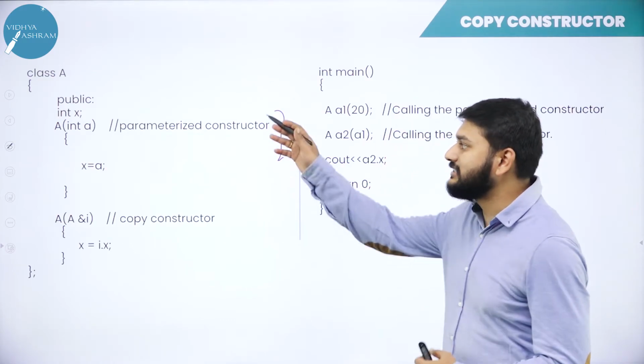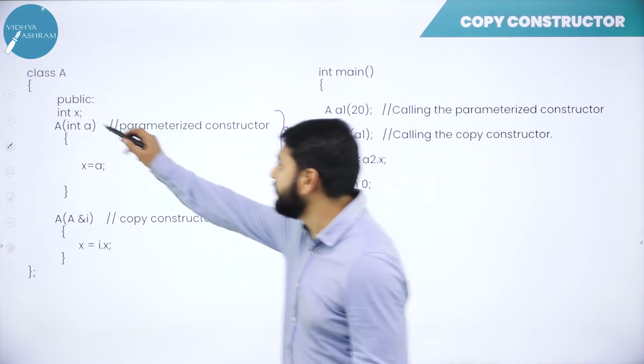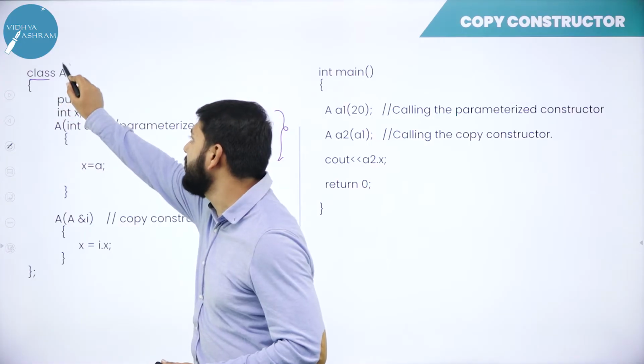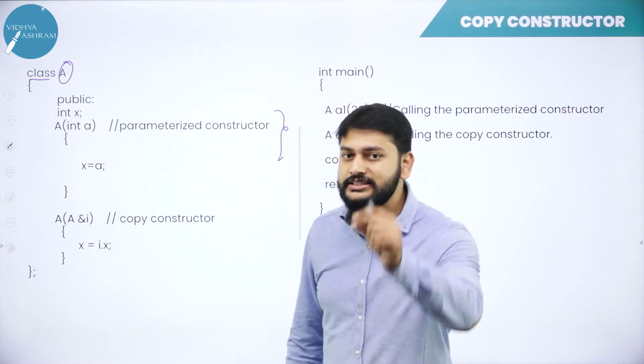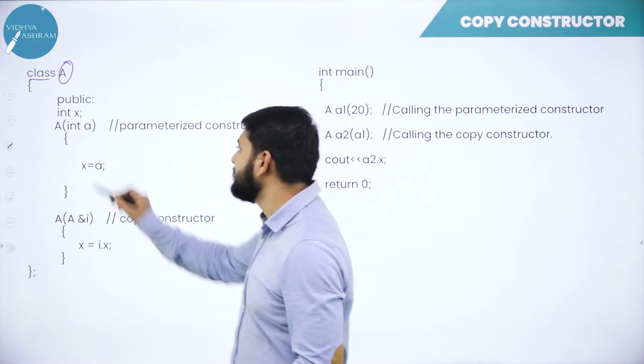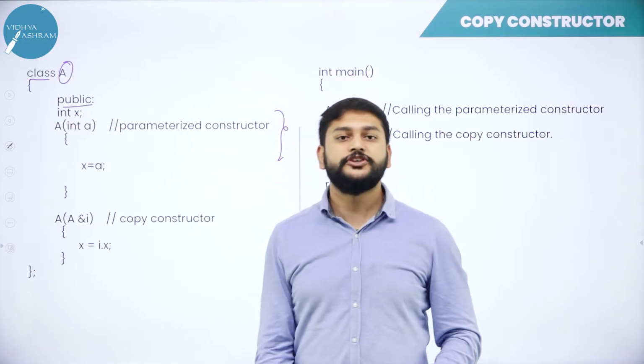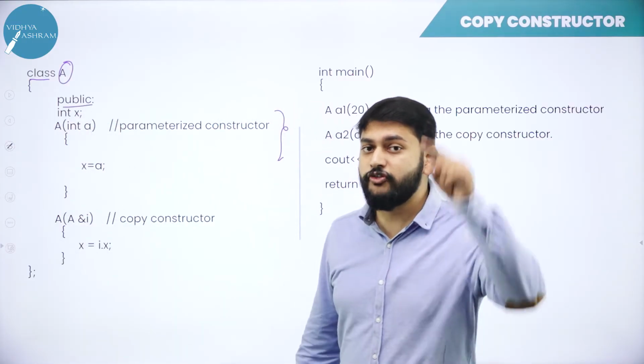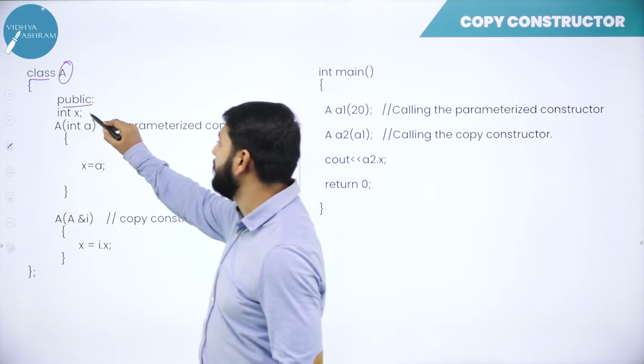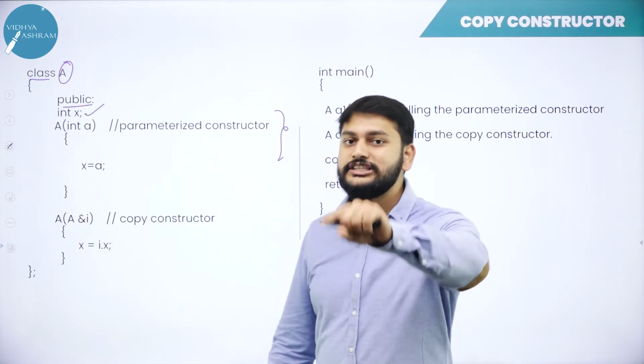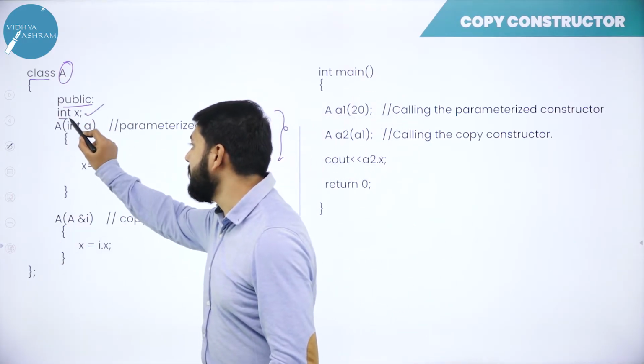My dear students, let's start with the copy constructor. What is the name of the class? The name of the class is A. A is the name of the class, and I have the public access specifier. Inside the public access specifier, please observe, I have a variable, that is x. x is of type int.